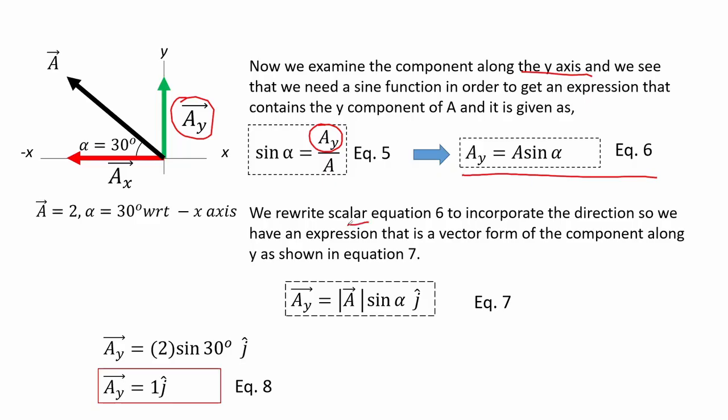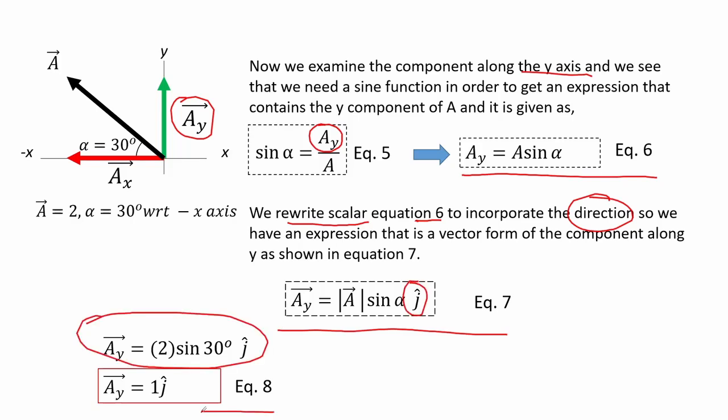We rewrite scalar equation 6 to incorporate the direction, so we have an expression that is a vector form of the component along y as shown in equation 7. After substituting the values, we get that the y component of A is given in equation 8, which is a positive value of 1 along the y-axis.